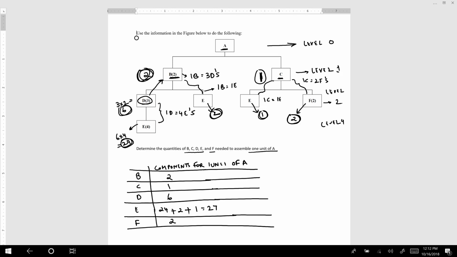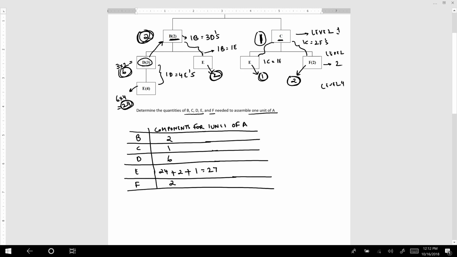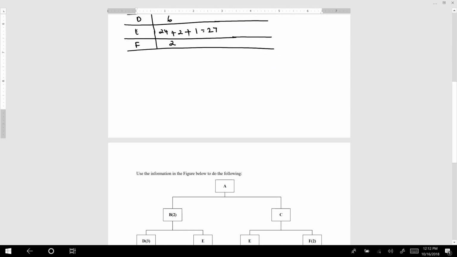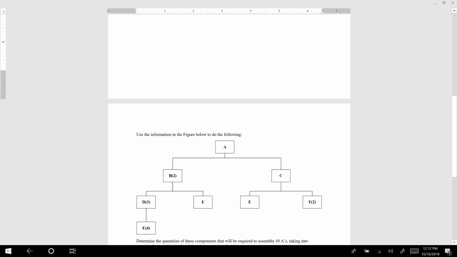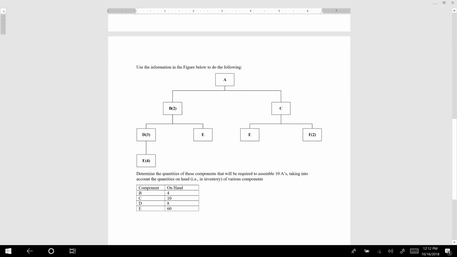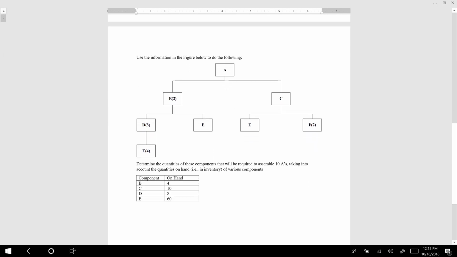I will try to solve another problem in this. We will see how it looks when we have inventory on hand. So again, I am trying to determine how many components are required to assemble 10 A's. So we have on hand inventory, which is B has 4 on hand, C has 10, D has 8, and E has 60.